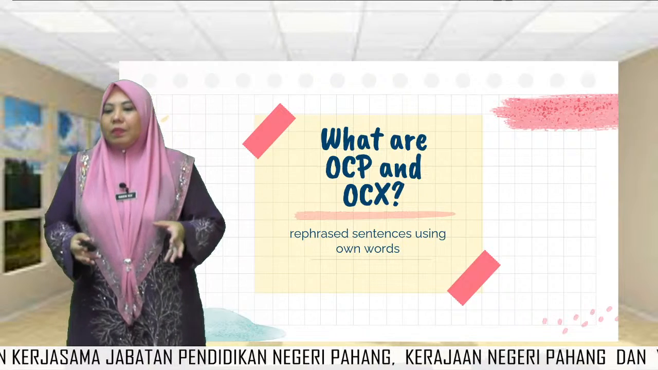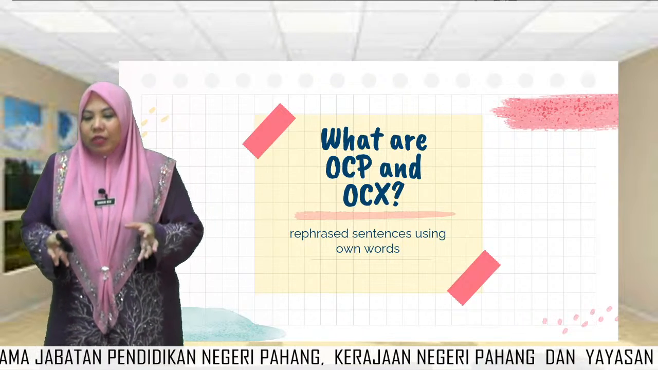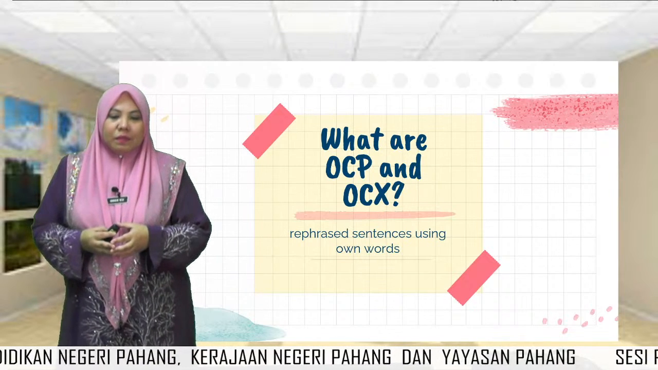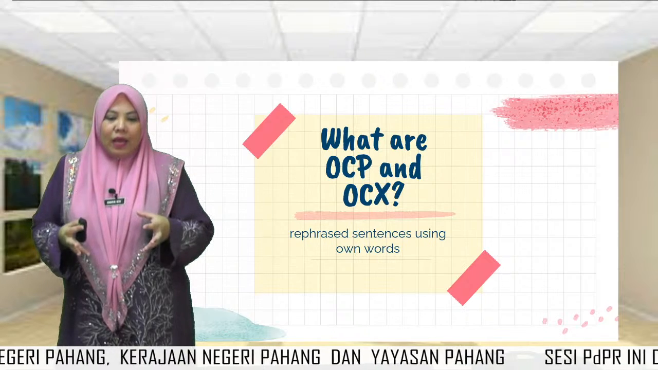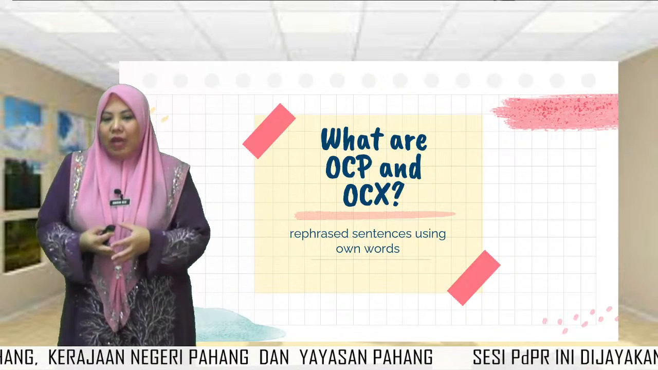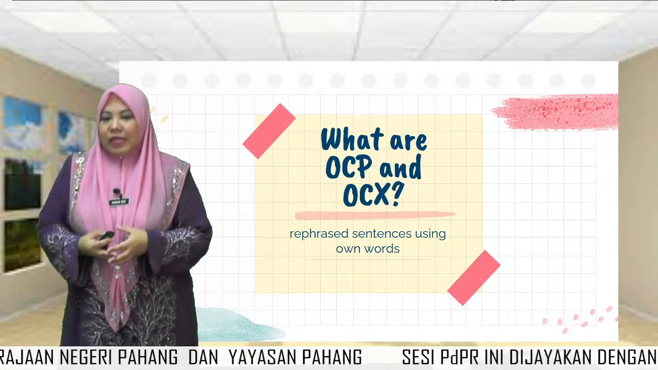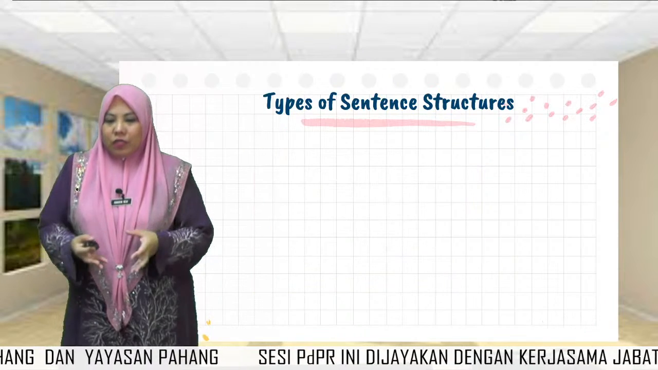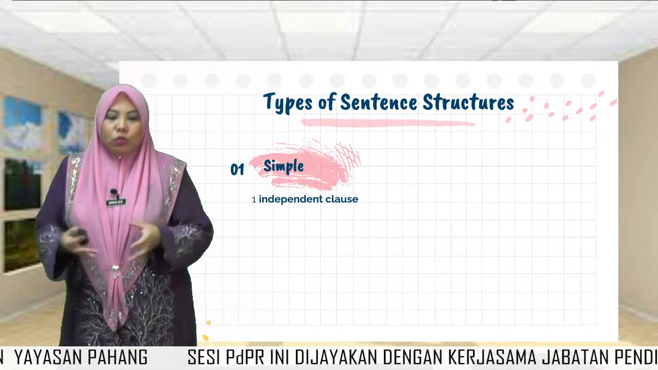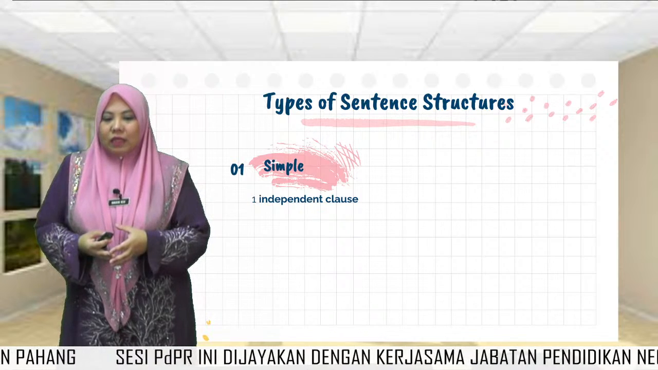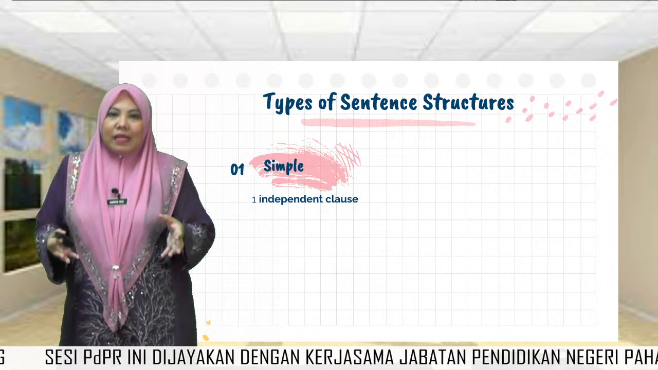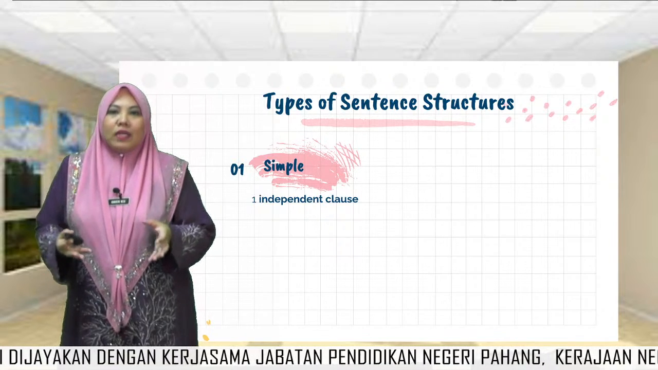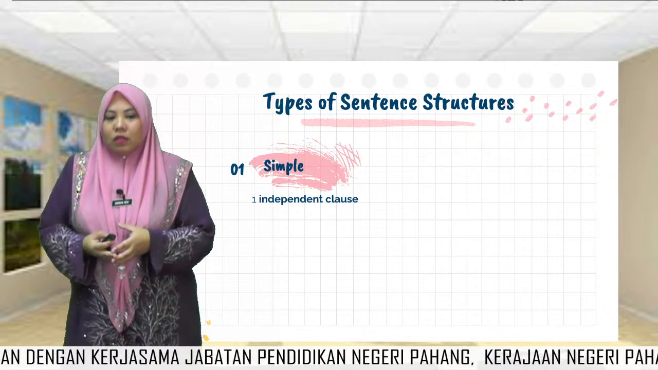In the marking descriptors, you notice that I mentioned OCP and OCX. Do you know what it means? In order to score high in language, students need to have the ability to use a variety of sentence types. There are 4 types of sentence structures that students need to know, and it will help you in writing. First is the simple sentence, which is one subject plus a predicate, or an independent clause.